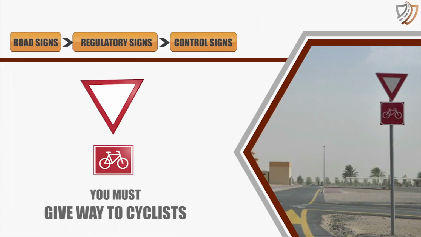This sign means give way to cyclists. It can be found on the junctions or roads where there is a cycle riding track crossing that particular road or junction. When you see this sign, slow down, look for cyclists, and if they are nearby, always give way to them.